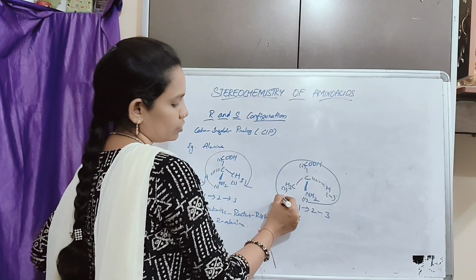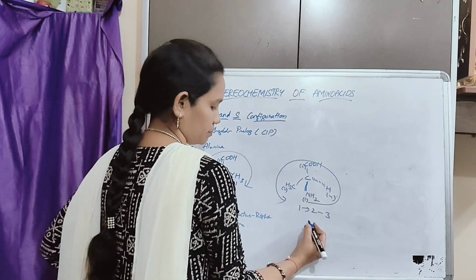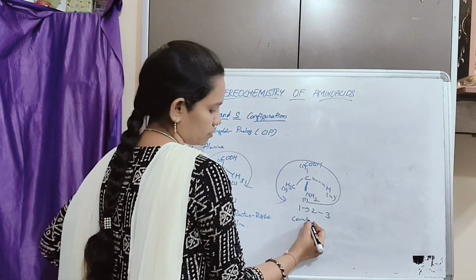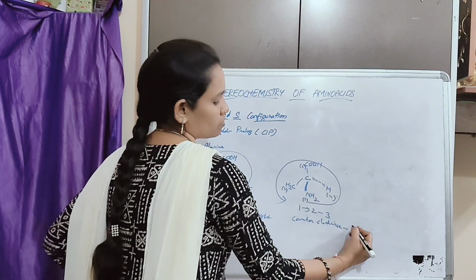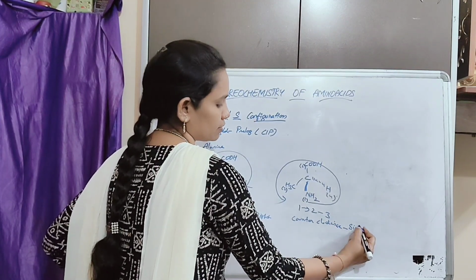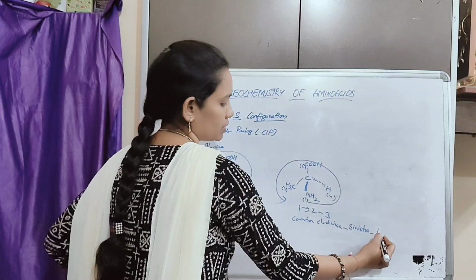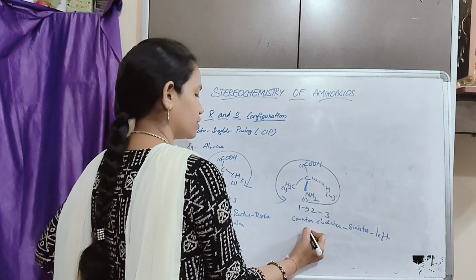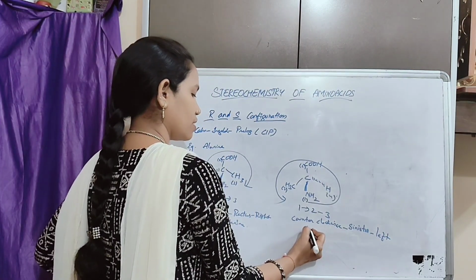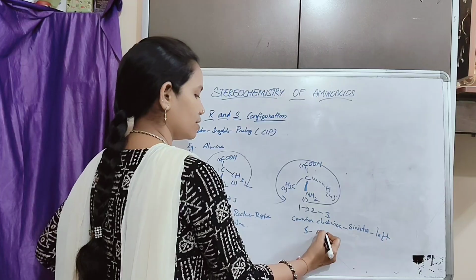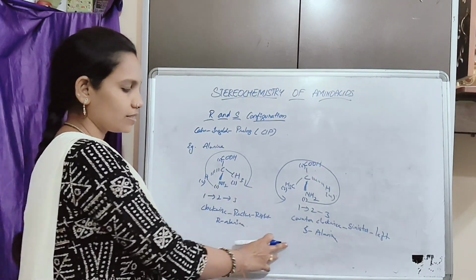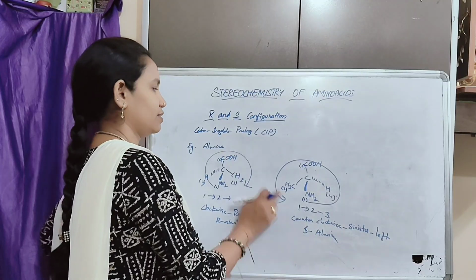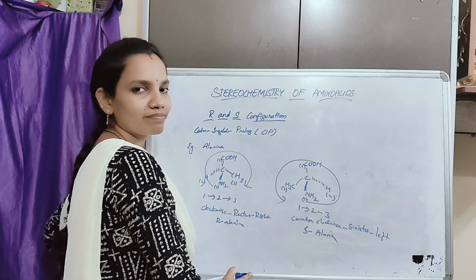If the orientation is towards left, counterclockwise, means sinister, means left. So it is S alanine. Is it clear? R alanine and S alanine according to CIP rules.